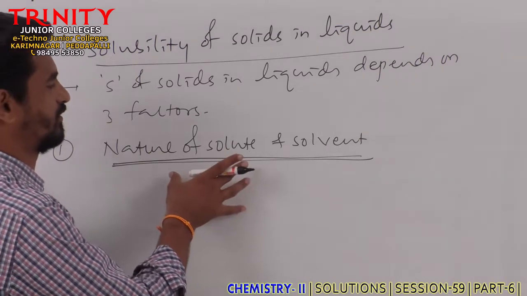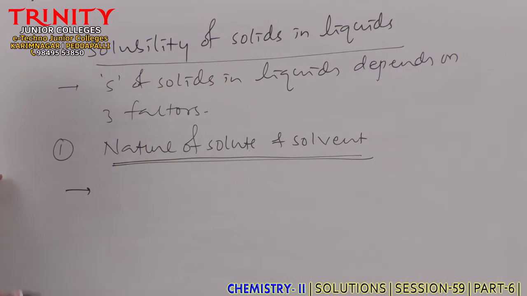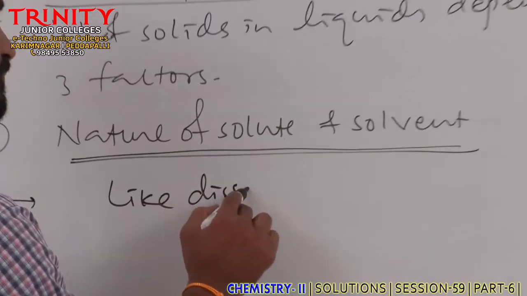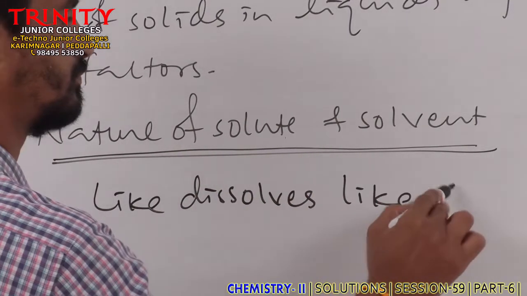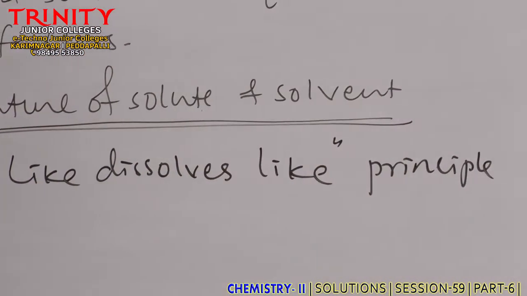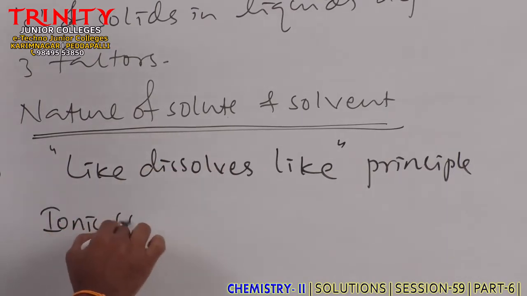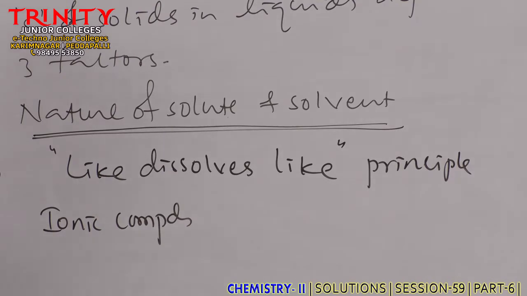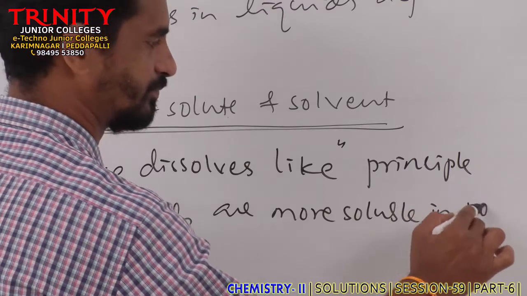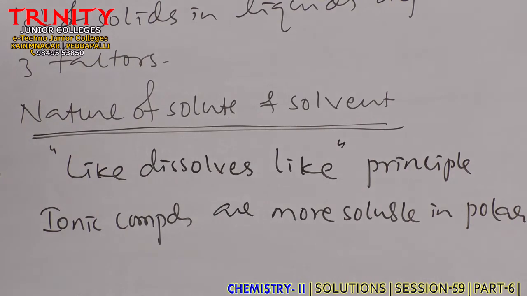So how does it depend on the nature of solute and solvent? Generally, solubility depends on the nature of solute and solvent, following the like dissolves like principle. Like dissolves like principle means ionic compounds are more soluble in polar solvents.